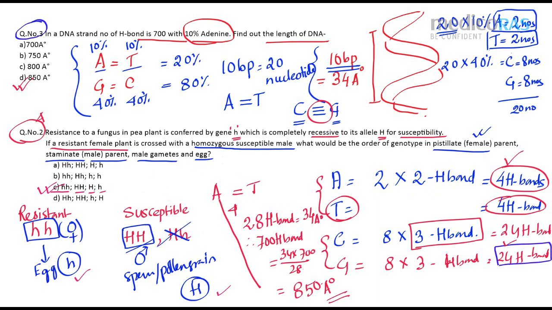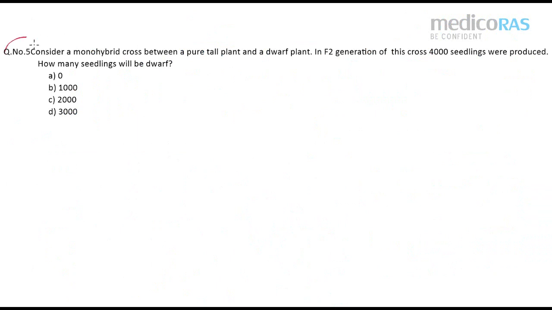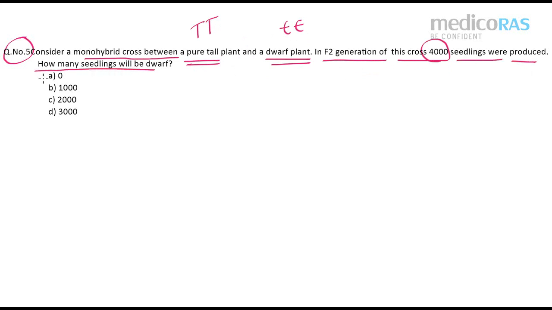Next, let's go for the next question here. So this is the last question for the session, question number 5. Here they have mentioned: consider a monohybrid cross between a pure tall and a dwarf plant. Pure tall means this one and dwarf plant means this one. Fine. In the F1 generation of this cross, 4,000 seeds are produced. How many seedlings will be dwarf? See, we have this concept. We already did this type of question, right?